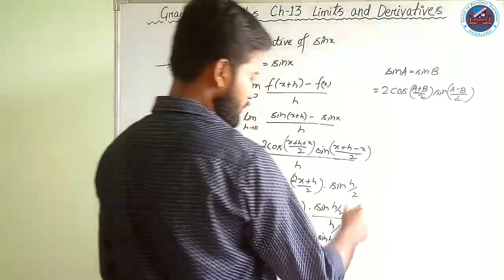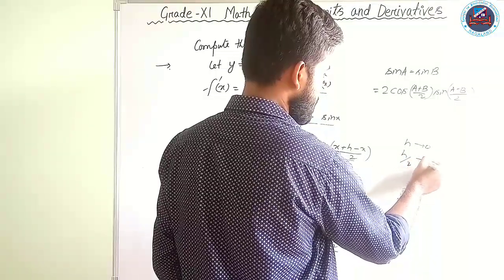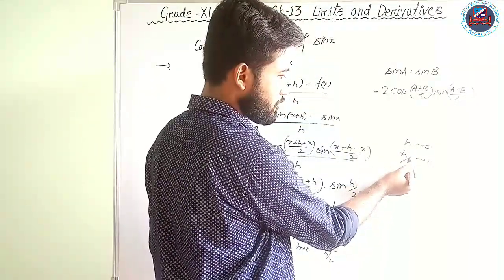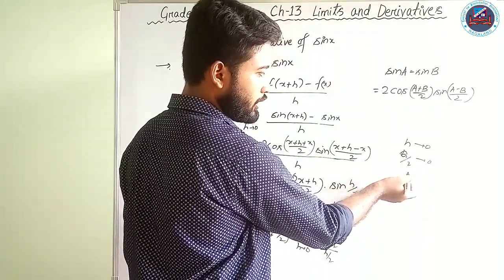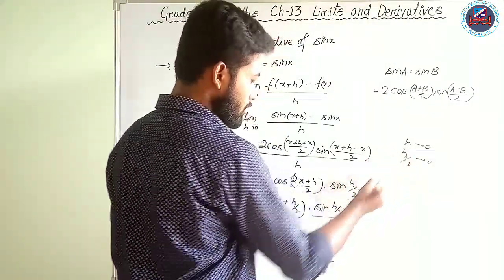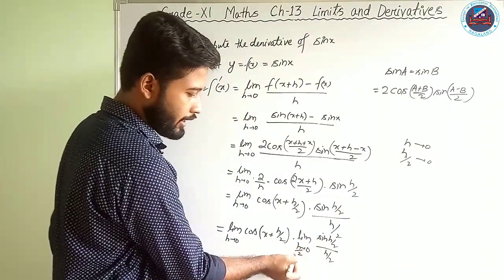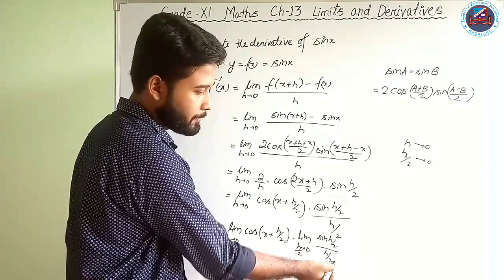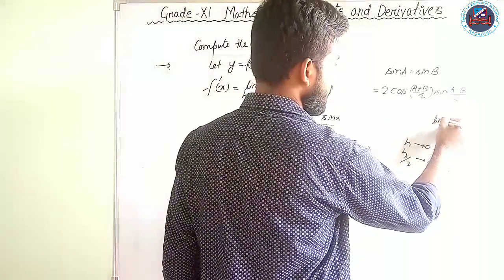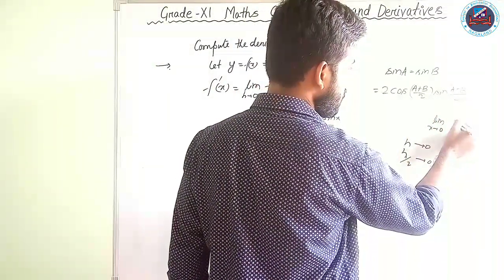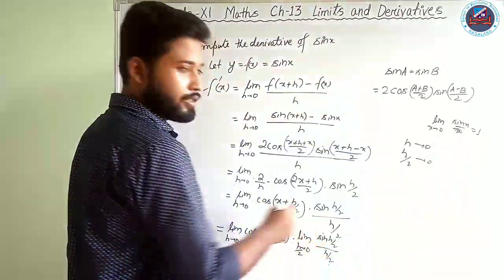One more thing is that h tends to 0 is the same as h by 2 tends to 0, because if in place of h I put 0, then 0 by 2 will also be 0, isn't it? So writing h tends to 0 or h by 2 tends to 0 is the same. We are writing h by 2 because we have h by 2 here. Now we have the formula limit x tends to 0 of sin x by x is equal to 1. So we shall be using that here.